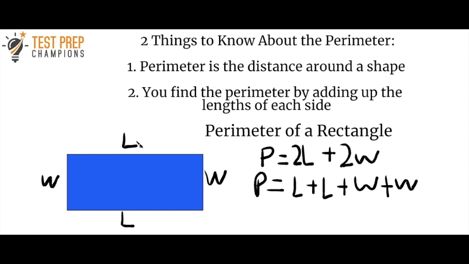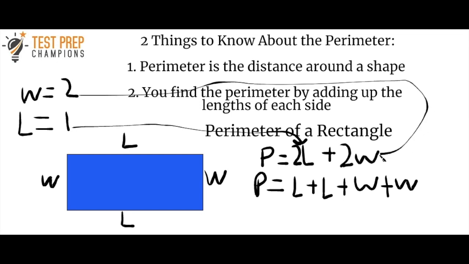And so let's use an example here. Let's say that the width is equal to 2 and the length is equal to 1. Okay, so now how you would do it is you just pick one of the formulas, and everywhere you see an L, you just substitute a 1 in. And everywhere you see a W, you would just substitute a 2 in.